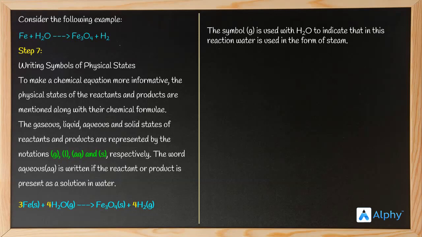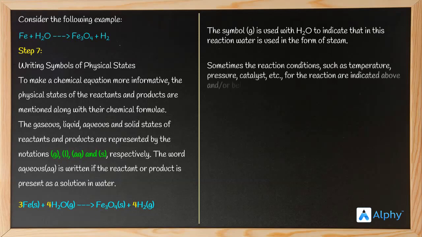So now at the end of step 7, we can see this equation: 3Fe in solid state, plus 4H2O in gaseous state, forming Fe3O4 in solid state, and 4H2 in gaseous state. These gaseous and solid symbols give us information about the compounds formed, about the reactants and the products. Sometimes the reaction conditions such as temperature, pressure, catalyst, etc. for the reaction are indicated above or below the arrow of the equation.